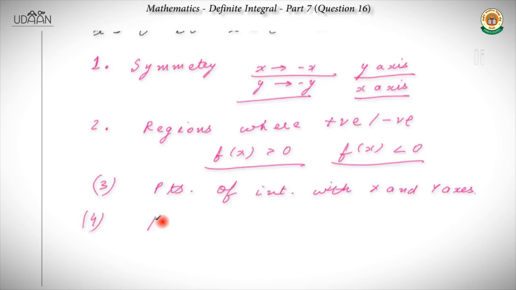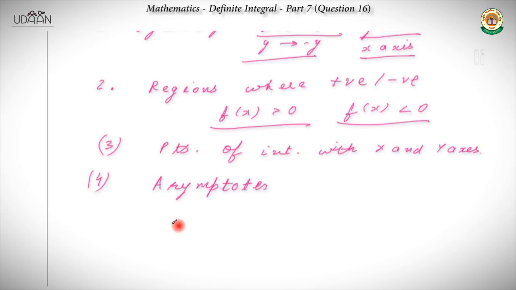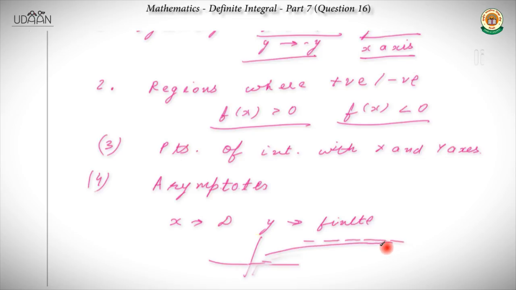Fourth step, we look for asymptotes. Can you tell us what asymptotes are? You must have studied them in conic sections, but still, I'll explain. If x tends to infinity and y tends to a finite value, you'll get a graph like this, which tends to something finite. This is the value of y which it will try to approach, but it won't be able to reach. So this is an asymptote, an asymptotic value, which it will try to attain.